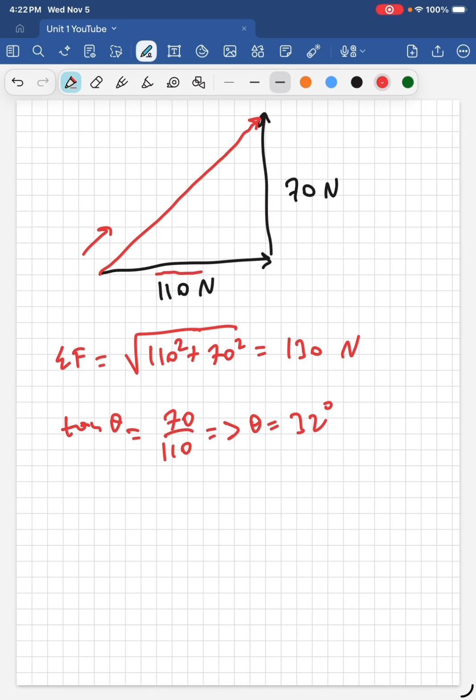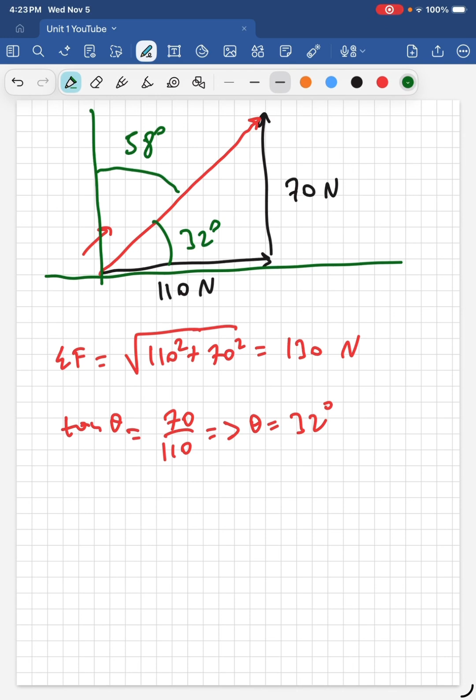Or you can also say, okay, this is the horizontal. Actually, let me use a different color. Okay, this is good too. These are some good concepts to be aware of. So this is the horizontal. So this angle is 32 degrees. But you can also equivalently say that it's, what is it? 58 plus 32 gives me 90. Yeah, so you can also say that this force is 58 degrees with respect to the vertical. Okay, they are both equivalent.